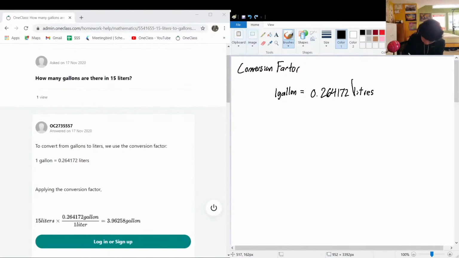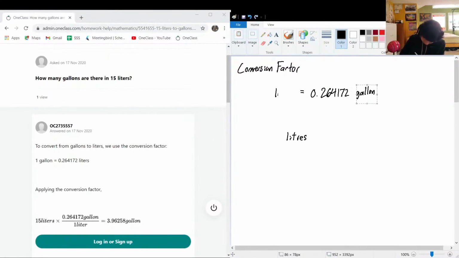'Cause a gallon is bigger than a liter. A liter is maybe like the volume of a big bottle of juice, but a gallon is like a jug of juice, and jugs are bigger than a single liter bottle. It's reasonable for one person to drink 1 liter of juice, but for one person to drink a gallon, you gotta be quite thirsty.